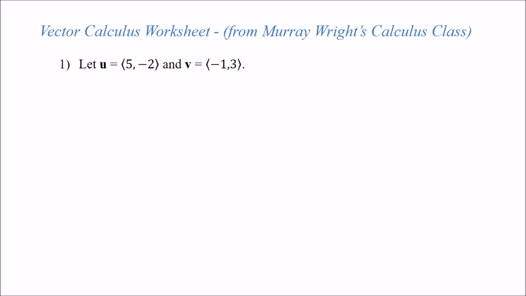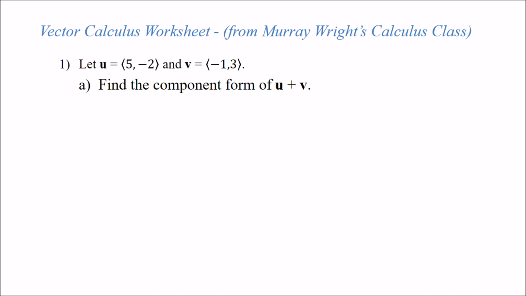First, vector u is expressed in component form, and it's written as 5, negative 2. What that means is the horizontal component is 5 units to the right, and the negative 2 means 2 units downward. Vector v is negative 1, 3, so it's 1 unit to the left and 3 units upward.